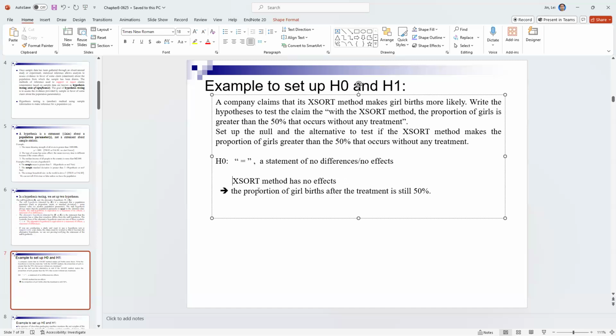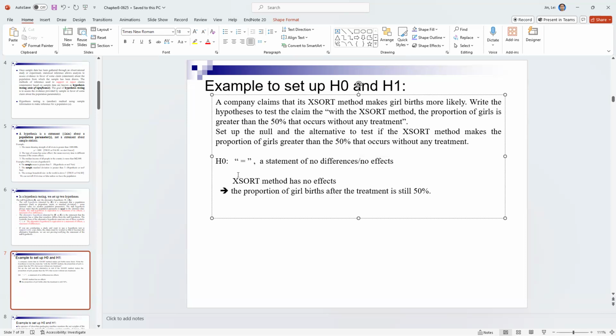The XOR method has no effect. The proportion of girl births after the treatment is still 50%. That means the treatment has no effect. Is that right? So they are equivalent. This is a statement of no difference: the proportion is 50%. That's equivalent to a statement of no effect. Sometimes a statement of no effect is equivalent to a statement of no difference.